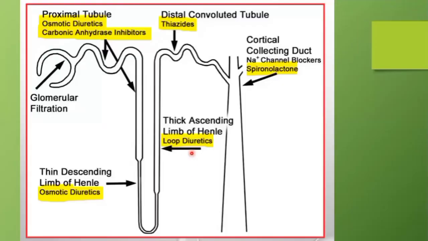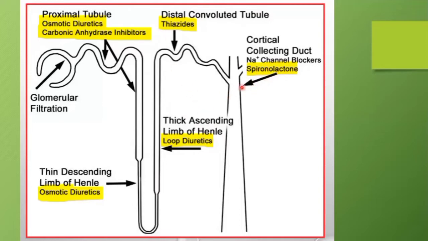Okay, so first, what are the different types of diuretics we have? First, we have loop diuretics such as furosemide. Where do they act? Loop diuretics act on the thick ascending limb of the loop of Henle. Then we have the thiazide diuretics, which act on the distal convoluted tubule. Then we have spironolactone, which is a potassium sparing diuretic. It acts on the collecting duct.